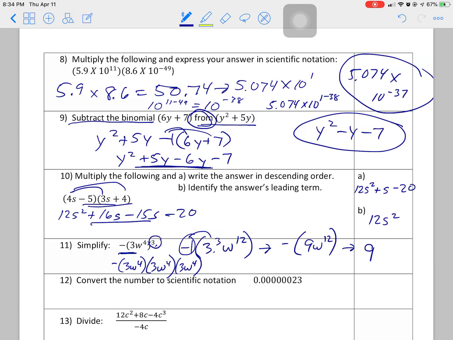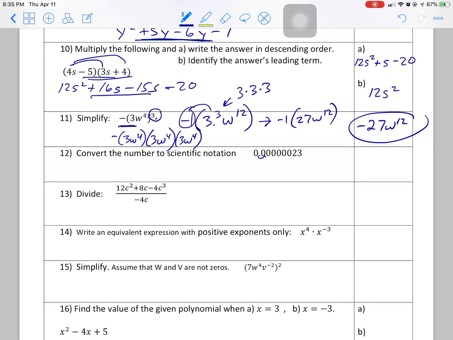So the final answer is, oh gosh, messed that up. What'd I do wrong? Why is that not a 9? Right there, 3 times 3 times 3 is 27. Gosh darn it. I got all wrapped up in the negative 1. So negative 27w12. Okay.